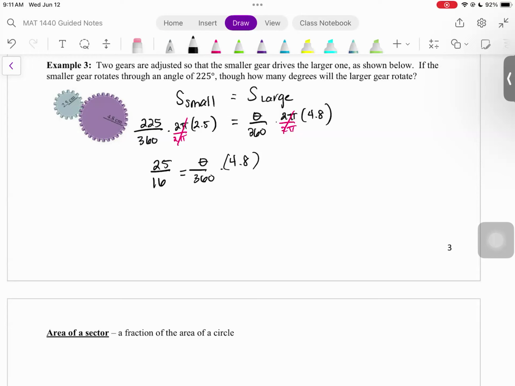Now to get theta by itself, we're going to multiply both sides of this by 360 divided by 4.8. On the right-hand side, those coefficients cancel out. And multiplying across, and we will use a decimal here, this becomes 117.19 degrees.